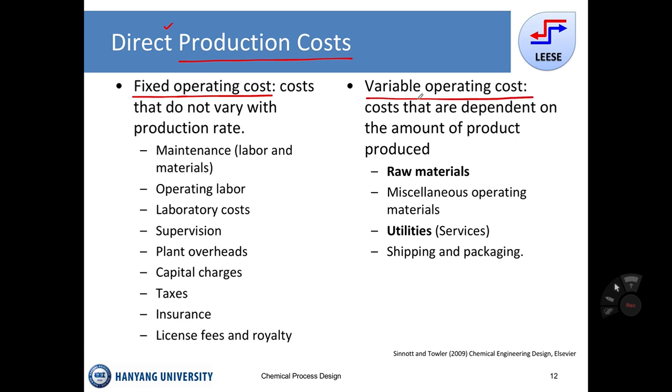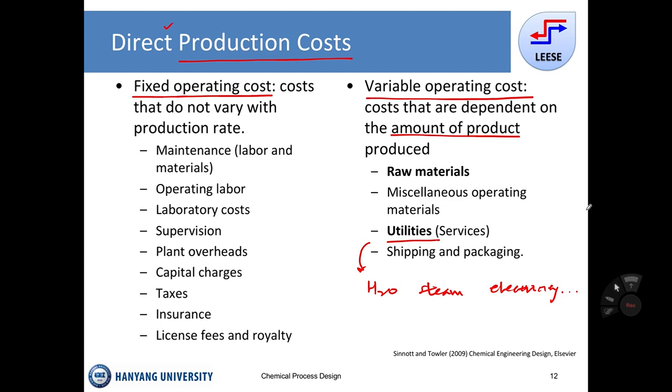Variable means the costing is dependent on the amount of the product produced. So for example, the amount of the product depends on the amount of the raw materials used. So if the raw materials to be used in the industry are increased, then we can expect the amount of product is going to be increased. So if we want to produce more, then we need to provide more utilities. Utility, in the chemical industry or refinery industry, means the water or the steam or electricity.